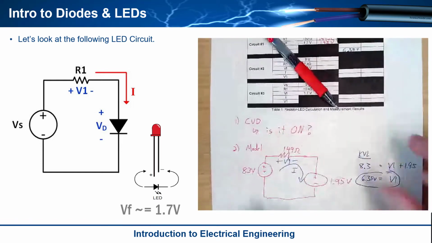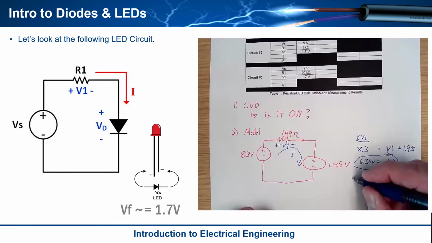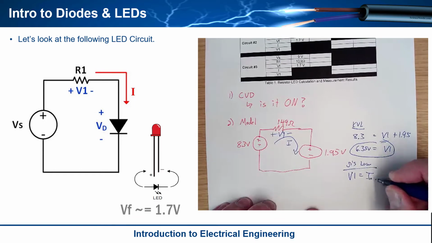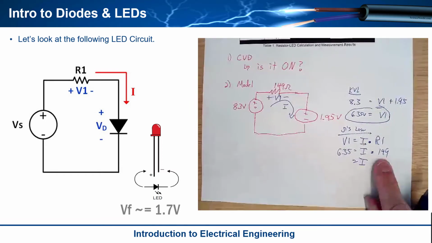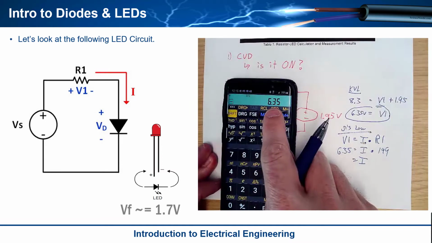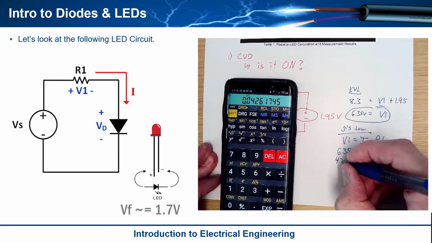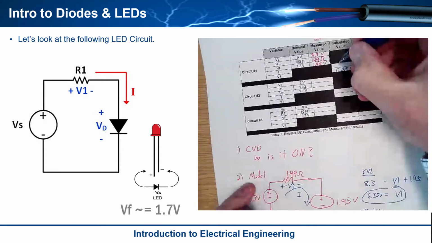And then the current is actually trivial, because I know the voltage across a resistor that I know the resistance of, and so I can simply do Ohm's law. V1 is equal to I multiplied by R1. So V1 is 6.35 volts, and then I've got I, and then I have 149. So I is going to be equal to, divide both sides by 149. So I'll take 6.35 and divide it by 149. And I end up with 42.6 milliamps. Okay. Now you're immediately going, wow, that's pretty sweet.